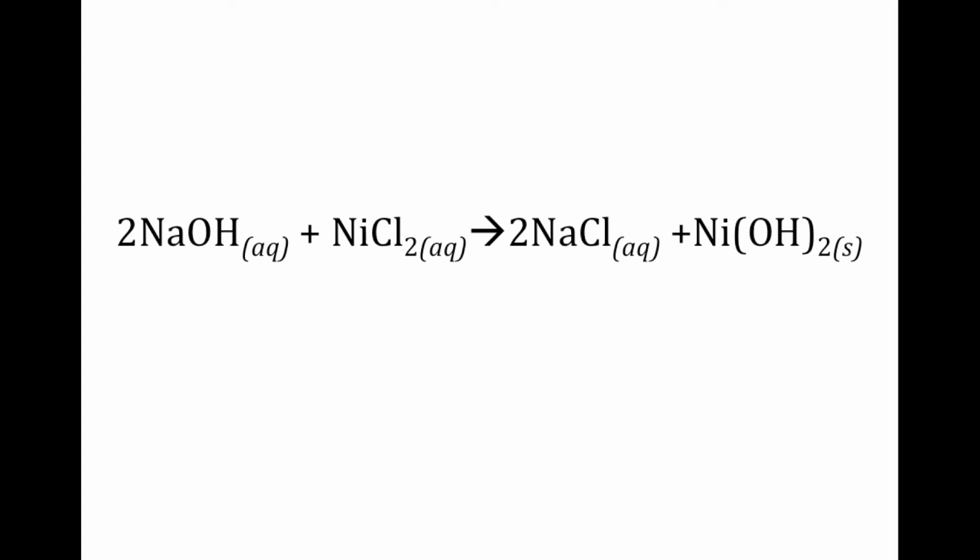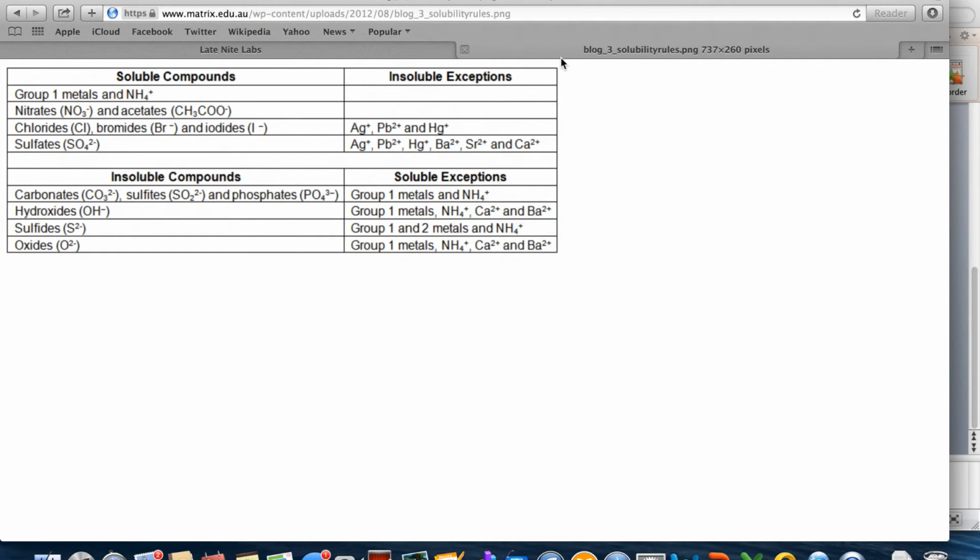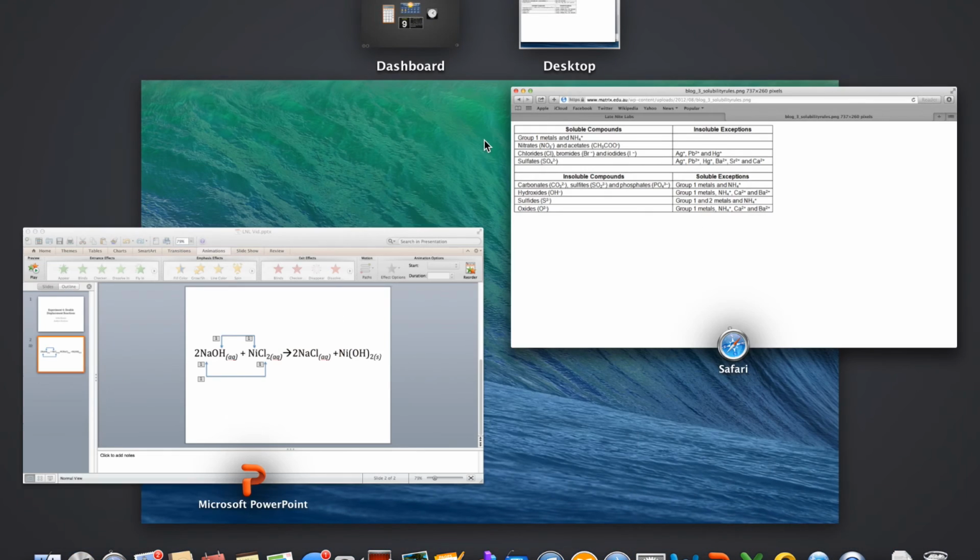We had already identified the phases of the reagents and products using the parenthesized subscript in each compound before we performed the experiment, stating that sodium hydroxide, nickel 2 chloride, and sodium chloride are aqueous and that nickel 2 hydroxide is a solid. We know this because when we refer to the solubility rules, we find that hydroxides are insoluble and therefore do not dissolve completely in the reaction, thus resulting in a solid, and nickel 2 hydroxide is not an exception to this rule.